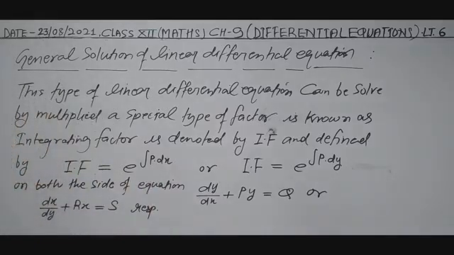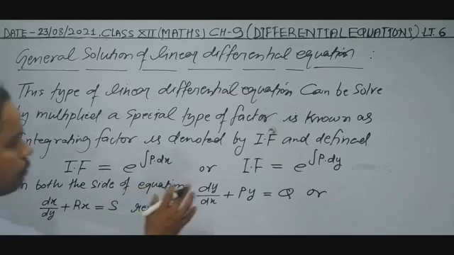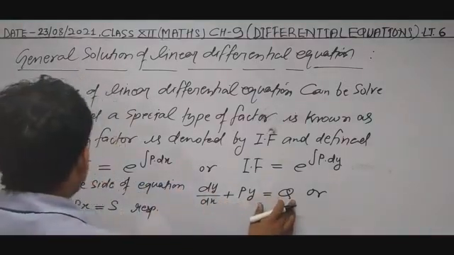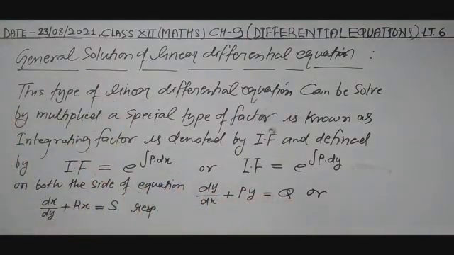And what is PQRS? PQRS is a constant function of x and y. PQ is the constant function of x, and RS is the constant function of y.